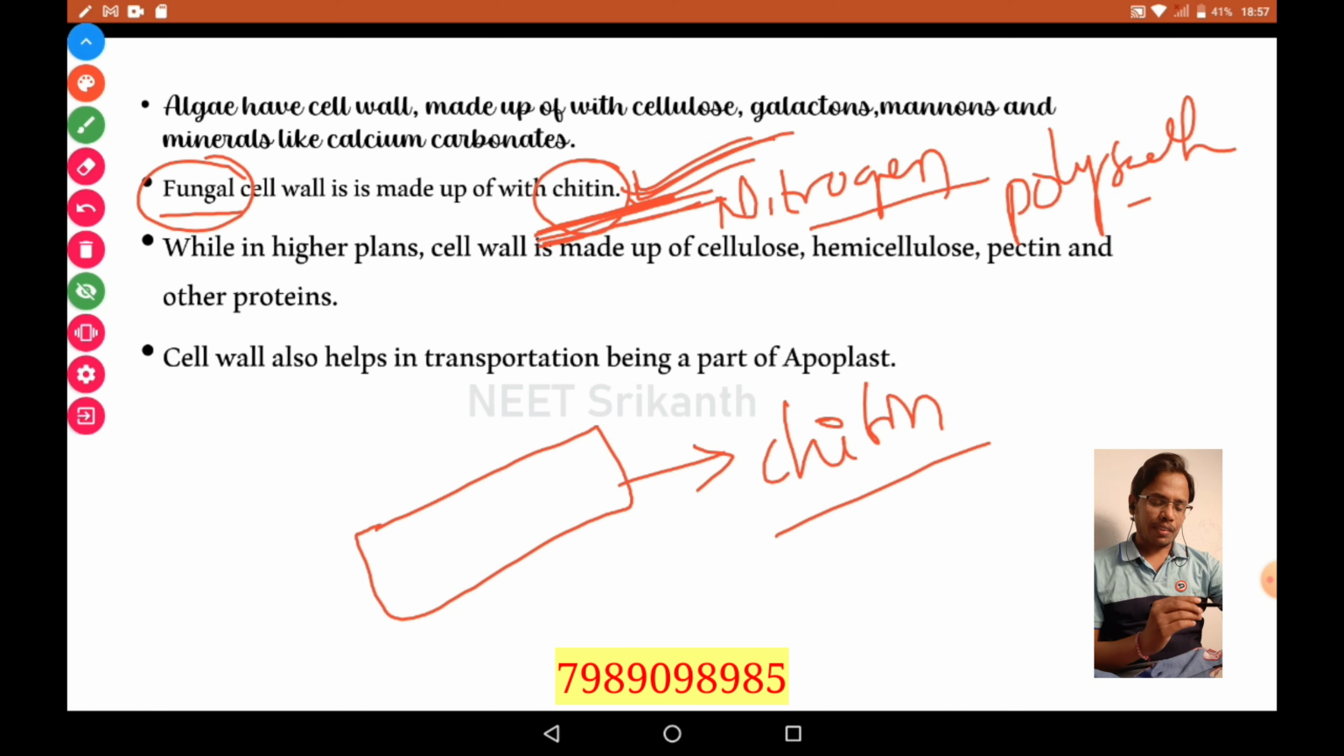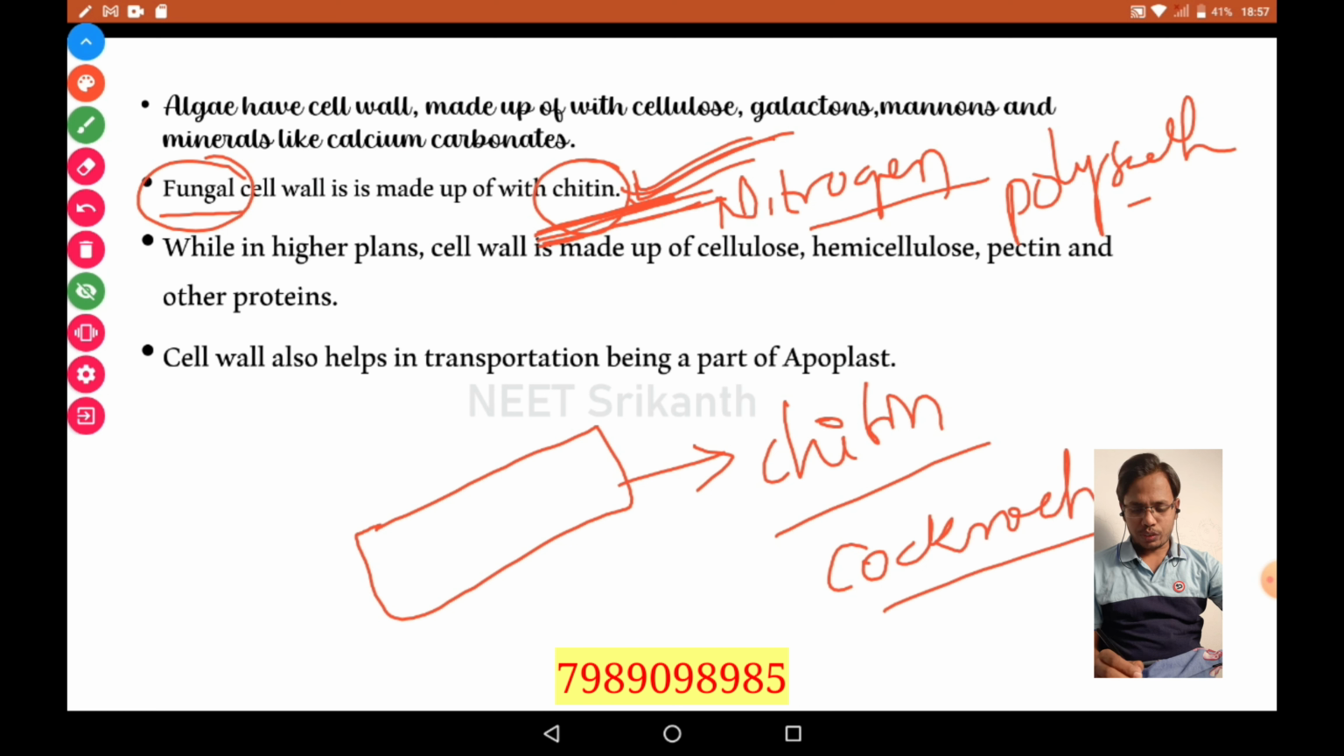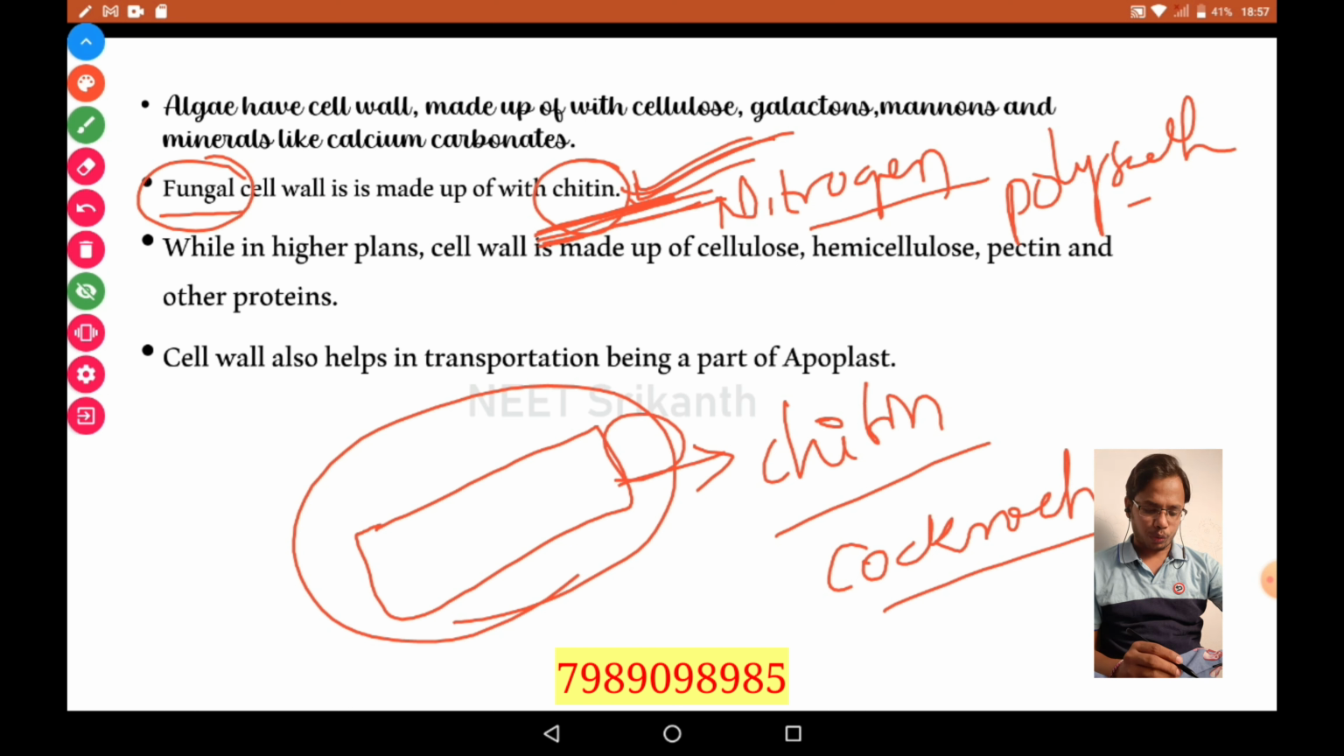Generally, chitin is present in the cell wall of fungi, and you can observe it in the animal kingdom. In the animal kingdom, in arthropoda, the organism is the cockroach. You can observe the exoskeleton of the cockroach. The exoskeleton of the cockroach is also made up of chitin.